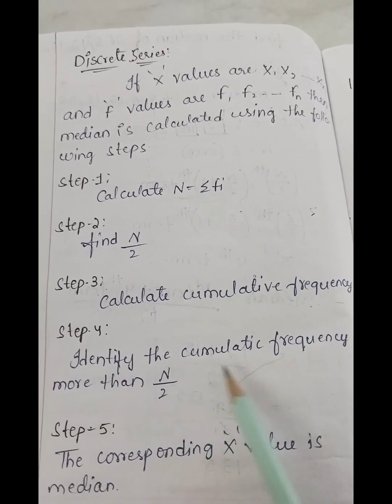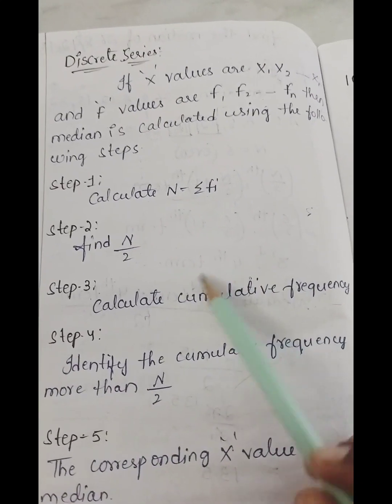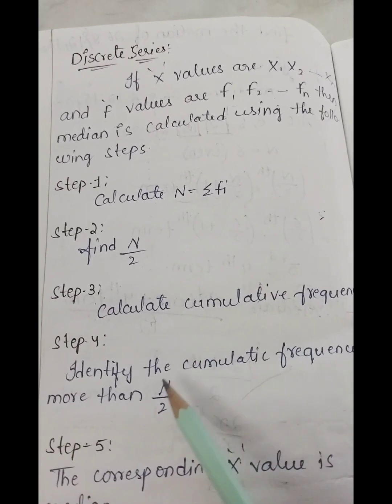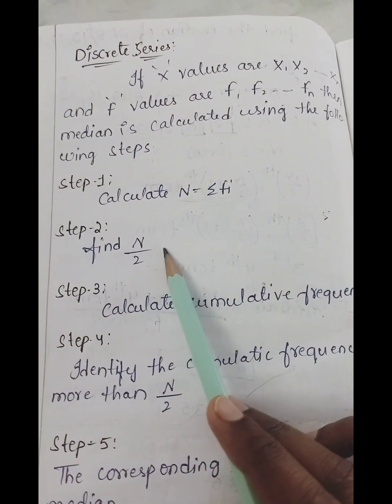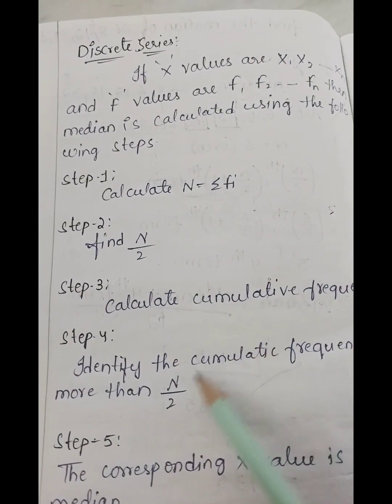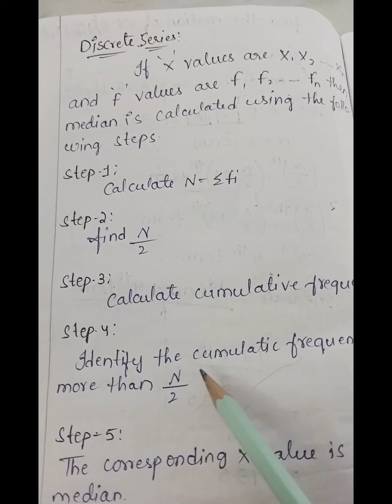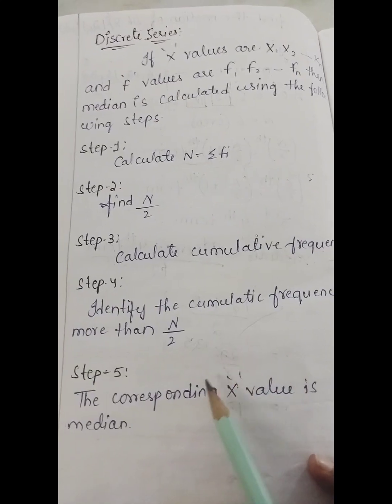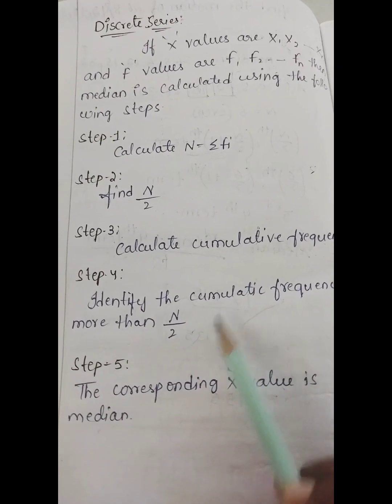Next, identify the cumulative frequency more than n by 2. Here we have calculated the cumulative frequency. From that you have to take out only one value which is more than n by 2, the value we got in step 2. So you have to find which value from the cumulative frequency is more than, that is greater than, n by 2. Next, the corresponding x value is the median. Whatever the corresponding x value is, that will be your median.